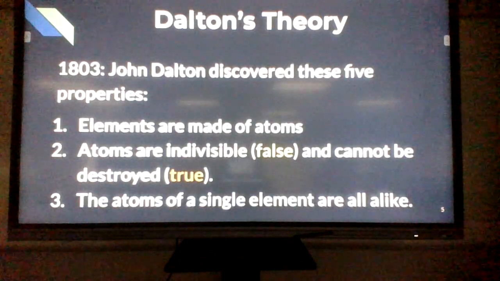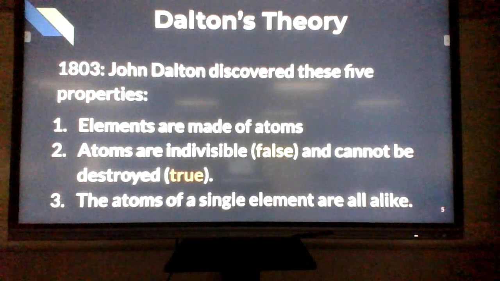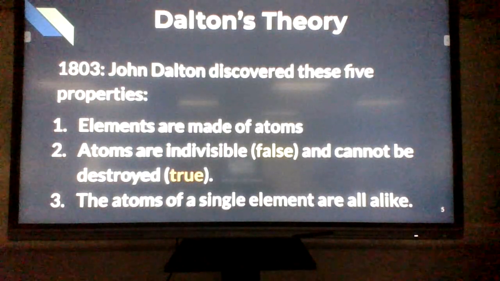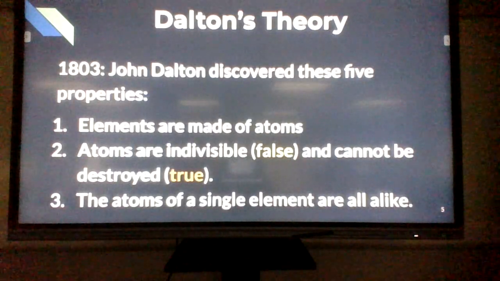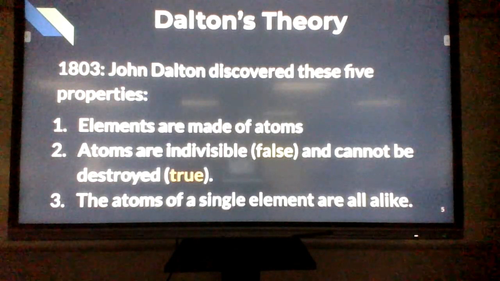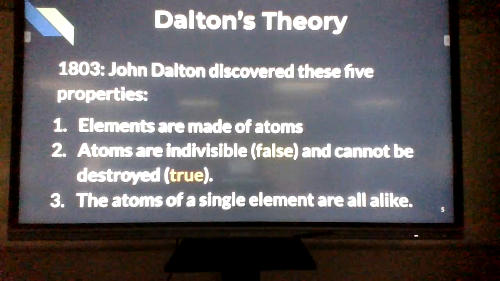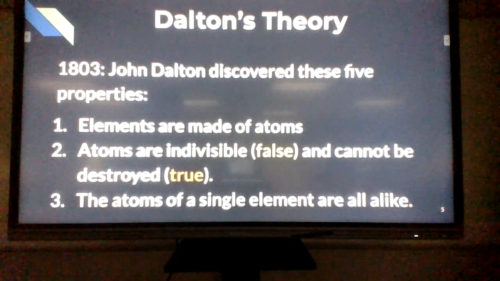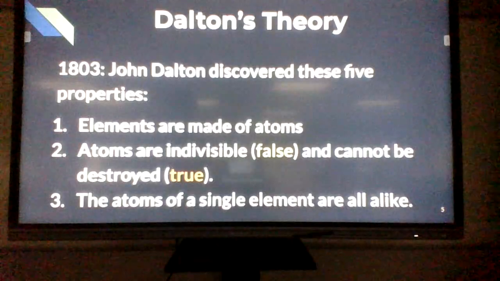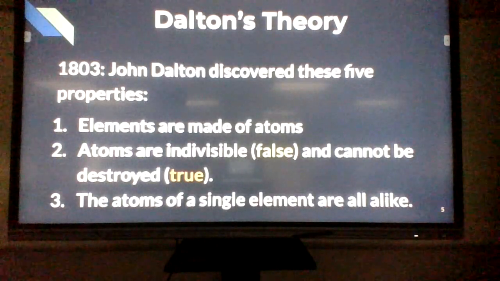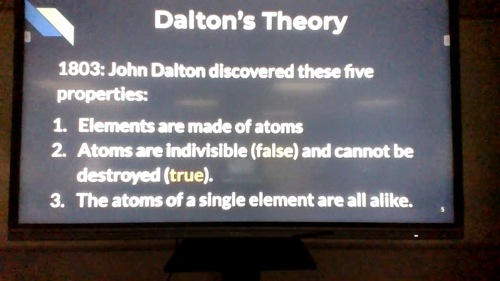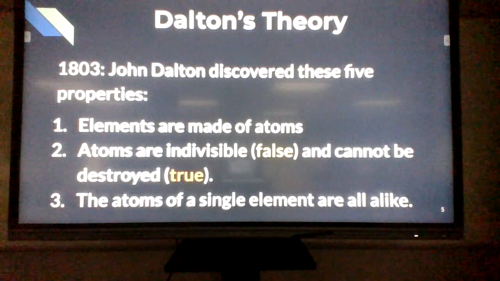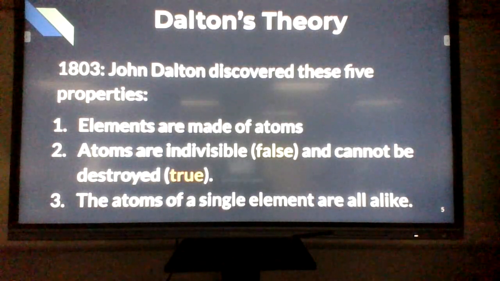The atoms of a single element are all alike, except for the number of neutrons in some cases. For example, we mentioned oxygen a little while ago. Every oxygen atom has 8 protons and 8 electrons before combining with something else. The number of neutrons will vary. Most will have 8, but neutrons, as we'll talk about, I believe in the next set of notes, are going to vary. So these are the first 3 parts of Dalton's theory, and notice the first half of number 2 we now know is false. Ready?